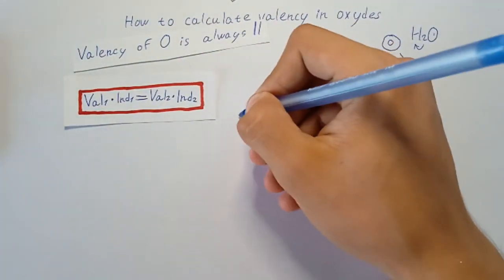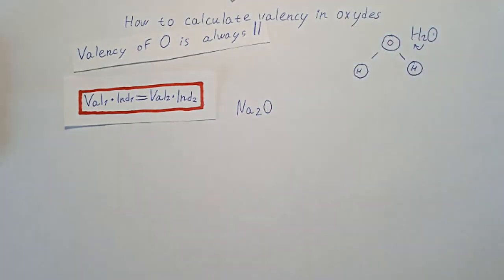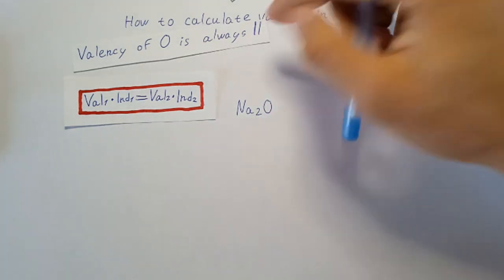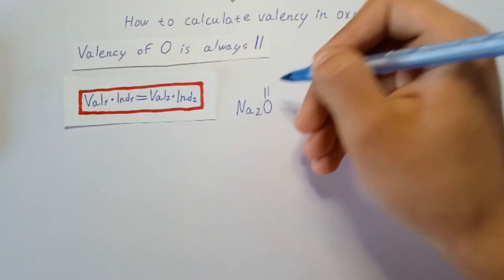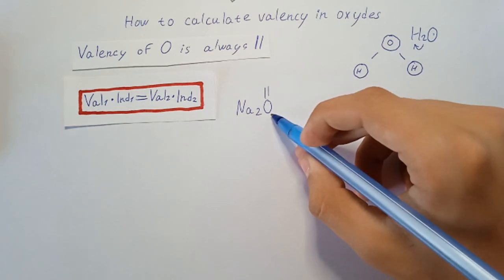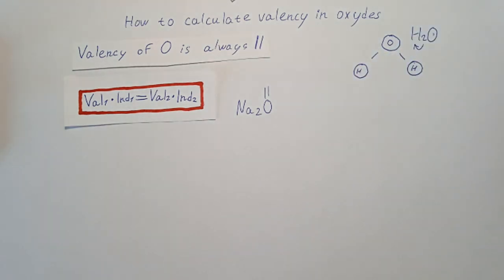First, sodium 2 oxide. We don't know the valency of sodium, but since valency of oxygen is always 2, it's 2. Next, what is the index near the oxygen? It's not written. Chemists decided that if the index is 1, they will not write it, because it kinda looks dumb.